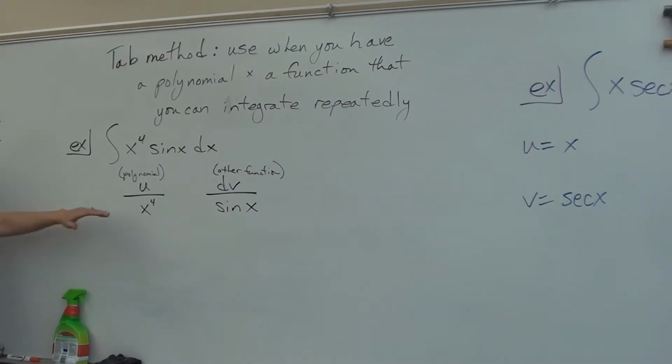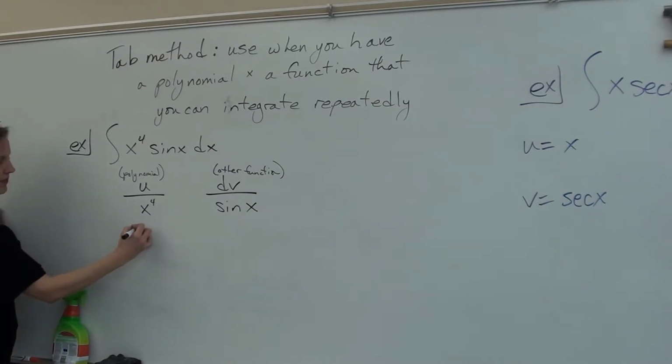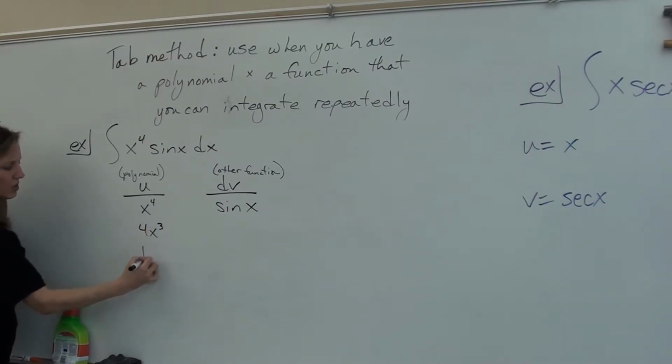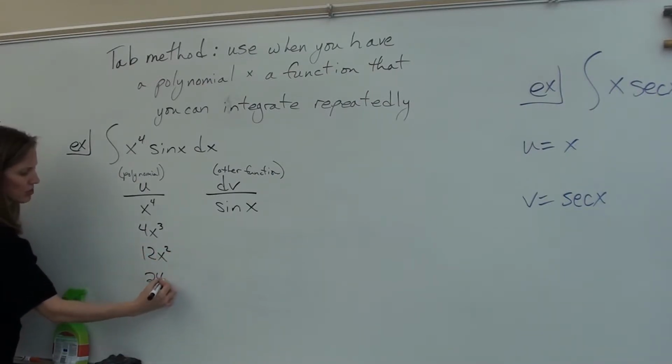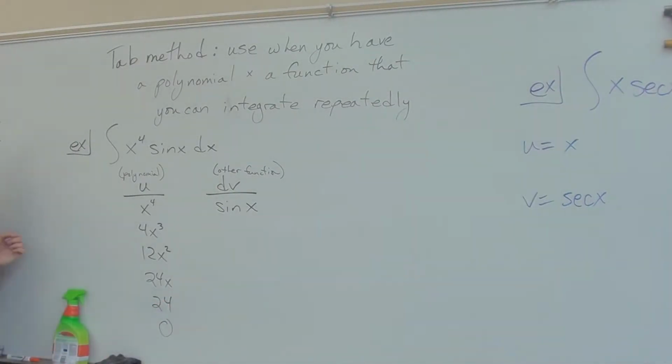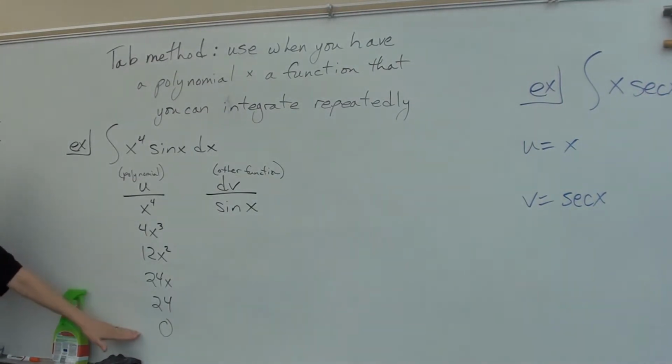Here's what you do. You start with your polynomial and you differentiate until you get to 0. So, what's the derivative of x to the 4th? 4x cubed. What's the derivative of 4x cubed? 12x squared. What's the derivative of 12x squared? 24x. What's the derivative of 24x? 24. What's the derivative of 24? 0. So you start with a polynomial, you differentiate all the way down to 0.